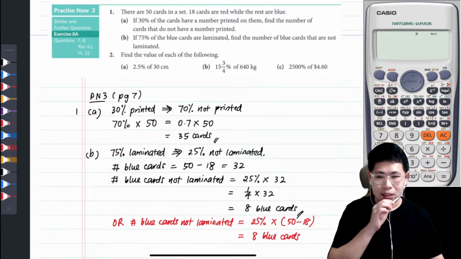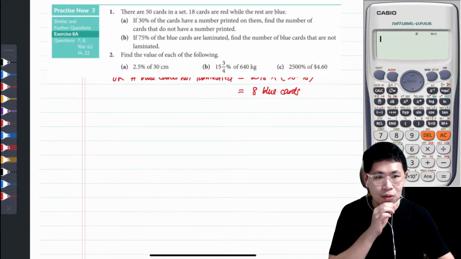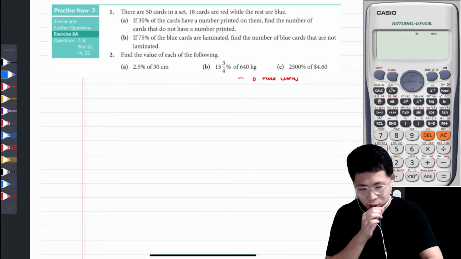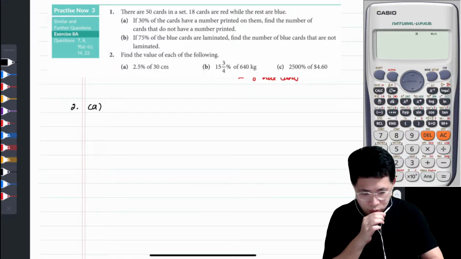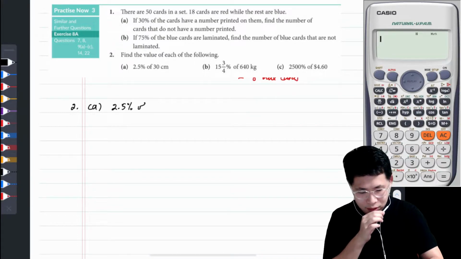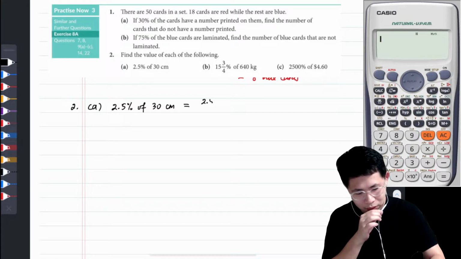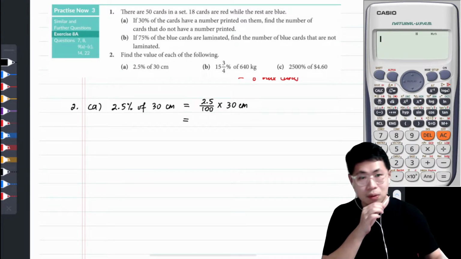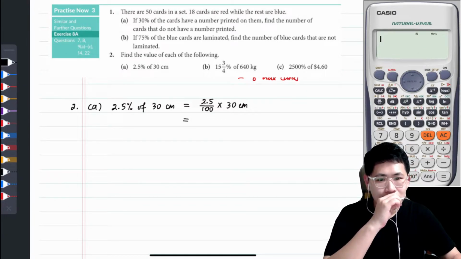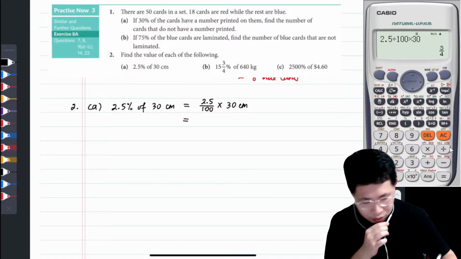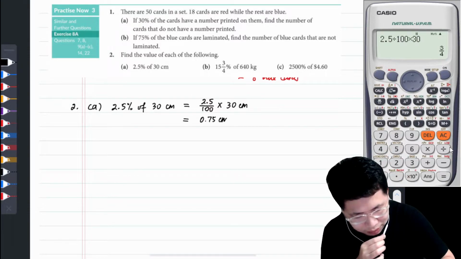Okay, now let's look at the next one in question 2. Question 2 is just to find out the value of each of the following. Now 2a, very simple, we are looking for 2.5% of 30 cm. So 2.5% is simply 2.5 over 100. Of means times 30 cm. So I just need to do some quick calculation over here. So 2.5 divided by 100 times 30. Here I have 3 over 4, so 0.75 cm.